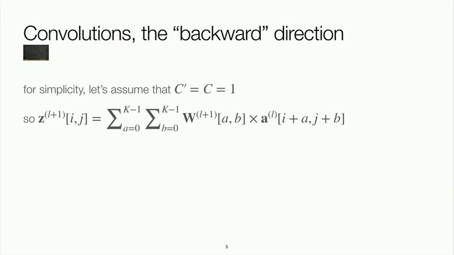What does the backward direction of convolution look like? We're not going to work this out in extreme excruciating detail because that's no fun. We'll do something slightly more fun, which is work out a simple case where we assume that the number of input channels equals the number of output channels, which is 1. So we can drop that last sum that we had. That's going to make things a little easier.